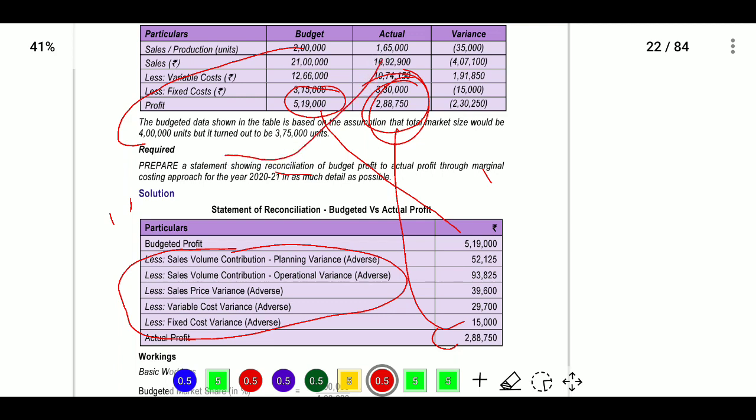What is the price variance? We will calculate it here: sales price and variable cost. So next, fixed cost, we will calculate the fixed cost per unit based on the cost. We will calculate it here.